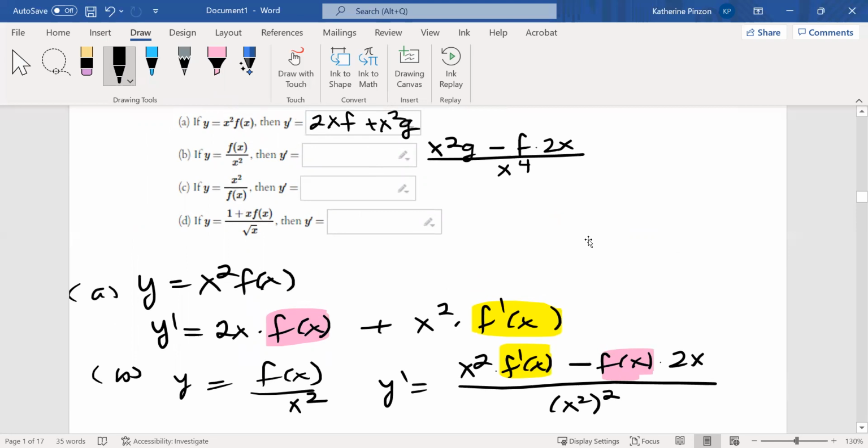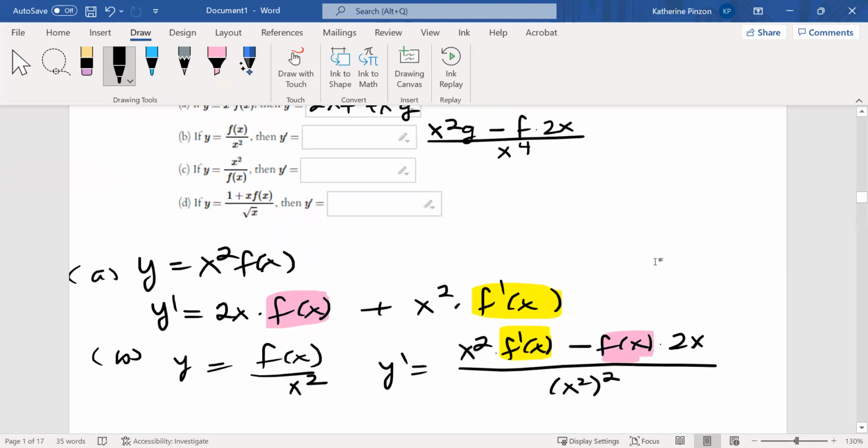C should be exactly the same, yeah? Yeah, because it's just upside down. So you'll just fix it when you type it in.